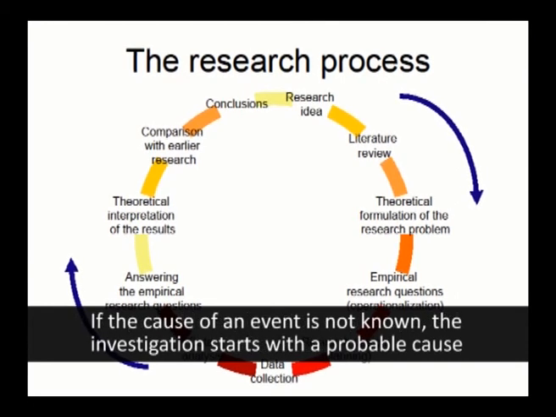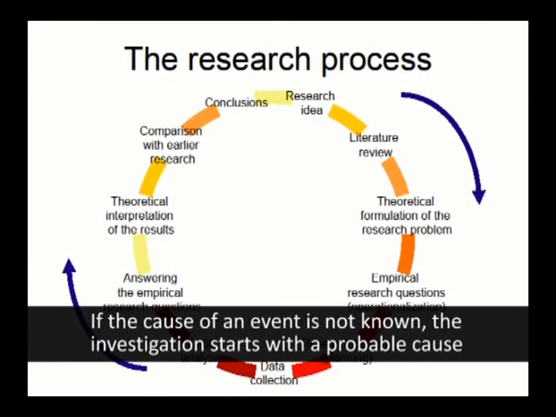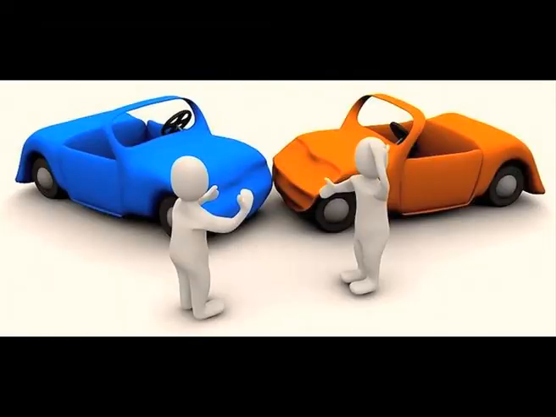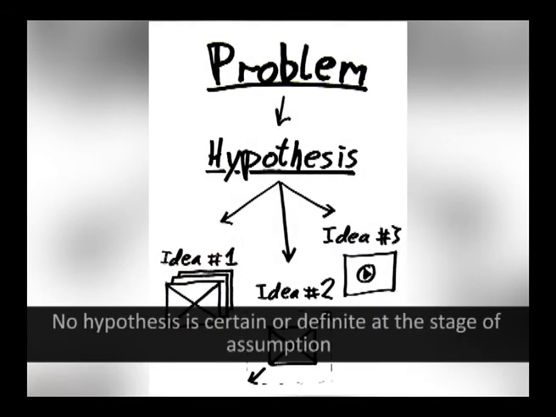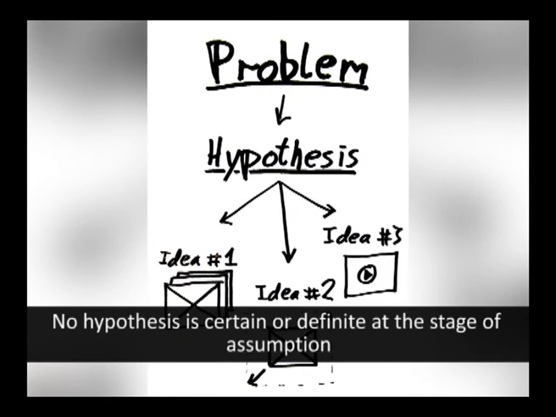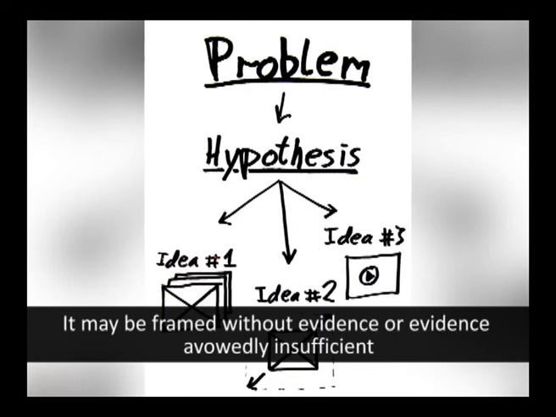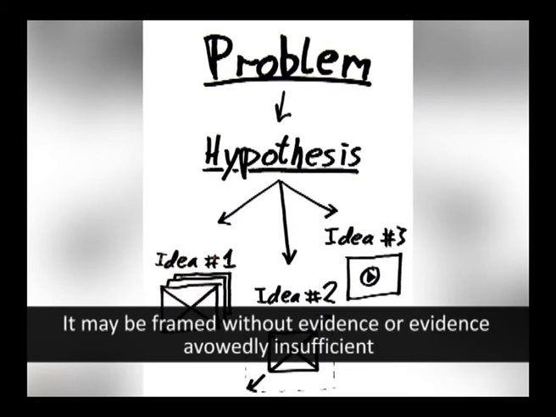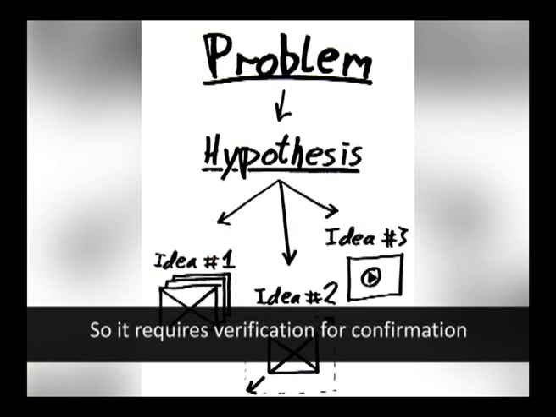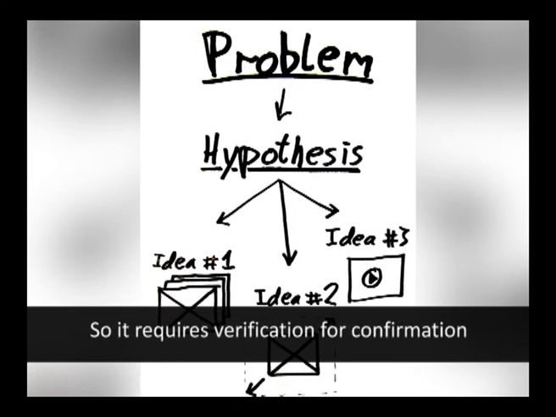If the cause of an event is not known, the investigation starts with the probable cause. For example, if you perceive the effect of an accident and the cause is not witnessed, then the possible reasons for the accident are thought for investigation. No hypothesis is certain or definite at the stage of assumption. It is merely probable. It may be framed without evidence or evidence avowed insufficient. So it requires verification for confirmation.